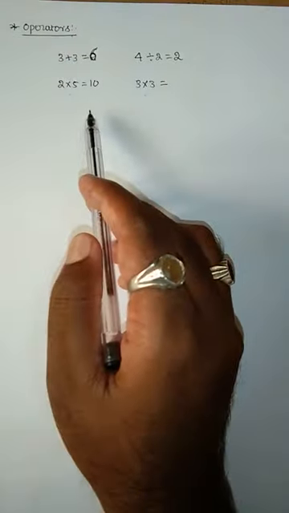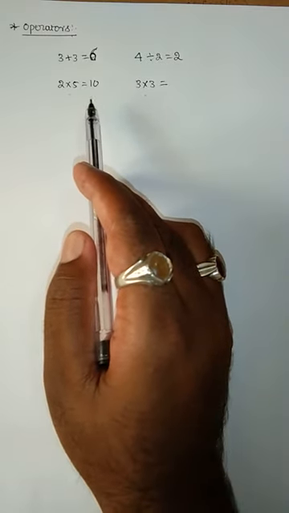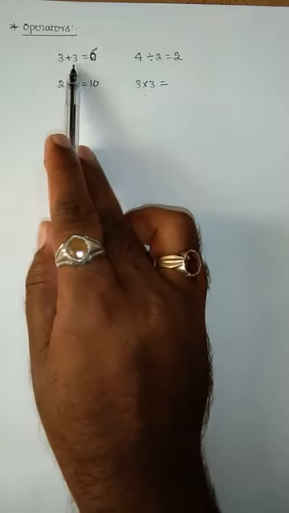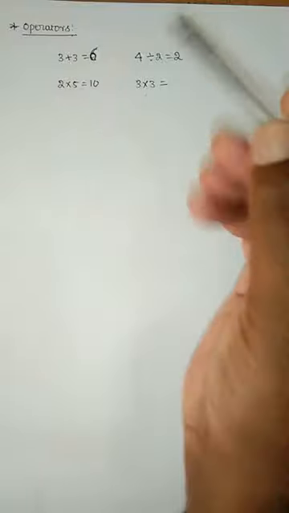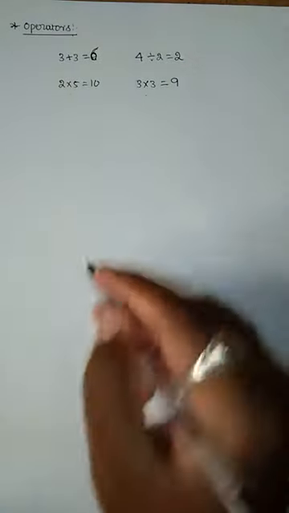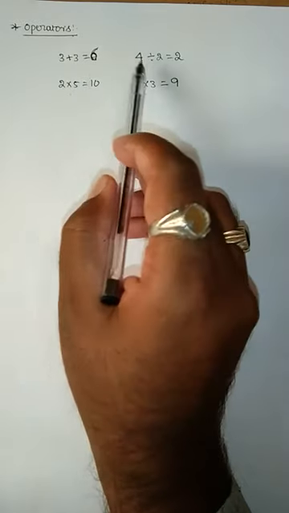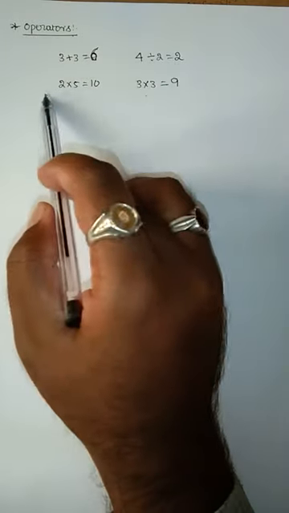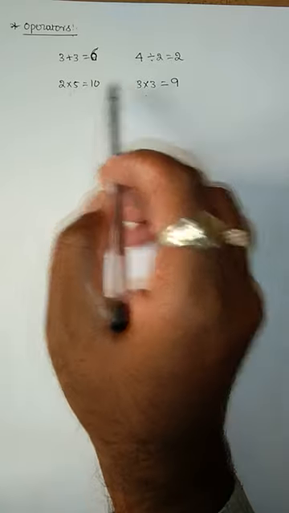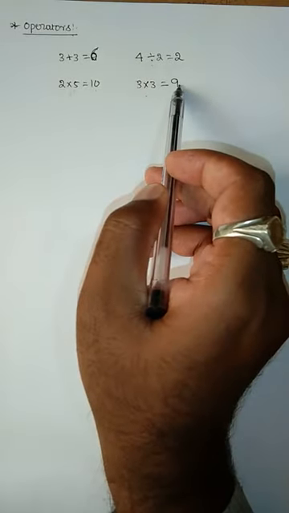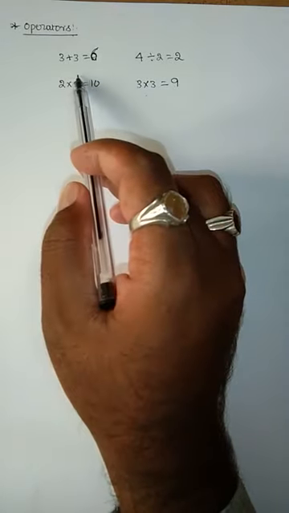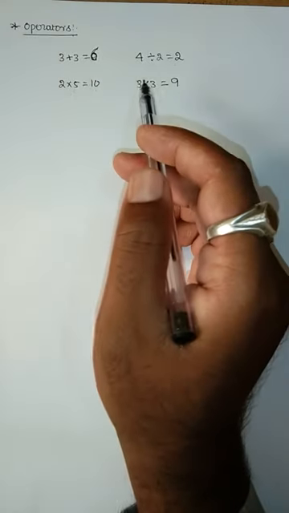See, in mathematics, it is very easy to perform any operation such as addition, division, multiplication, and even subtraction. Here 3 plus 3 directly gives the value 6. 4 divided by 2 is 2. 2 into 5, we get 10. 3 into 3, we get 9. So like this, performing any operation is very easy.